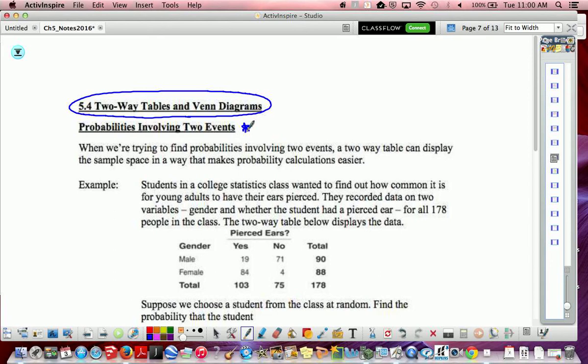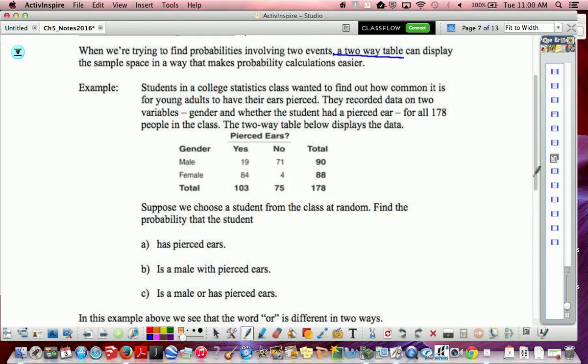When you're looking at probabilities with two events, there's a couple ways that you can display all your possibilities, or your sample space. One of the ways is by doing a two-way table. Okay? So to show you an example where this can occur.